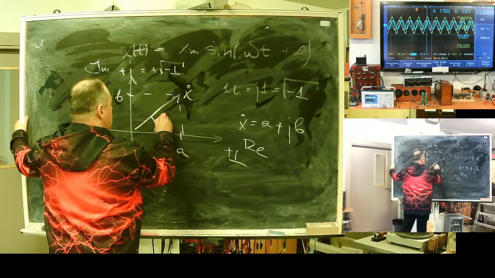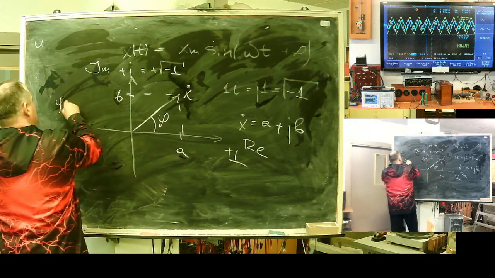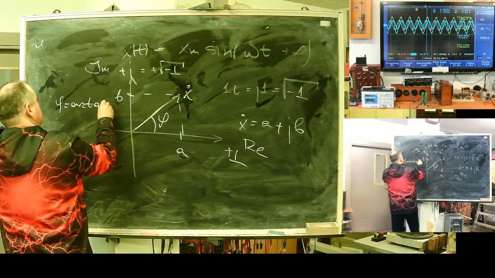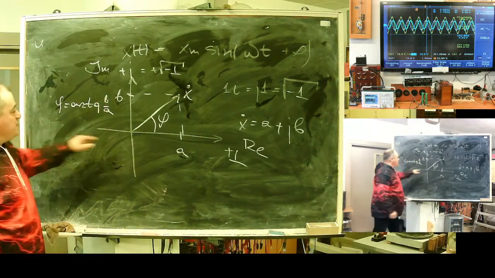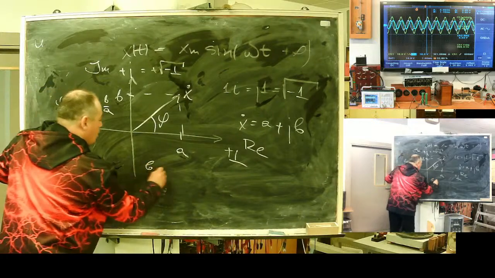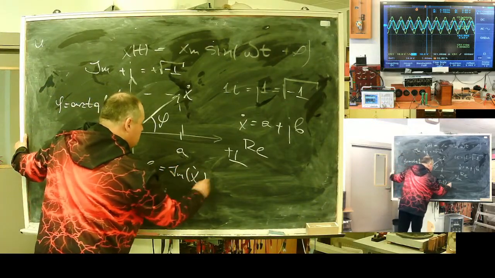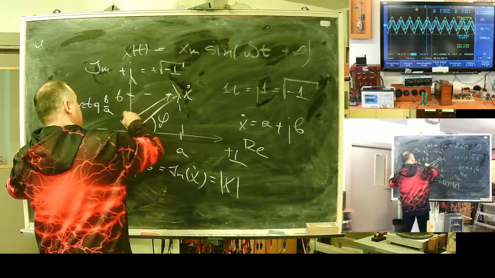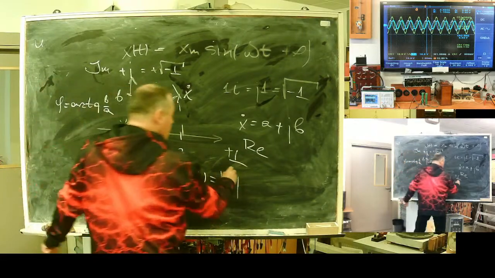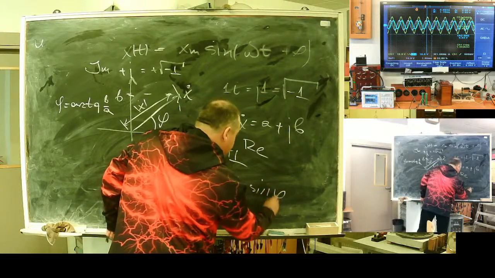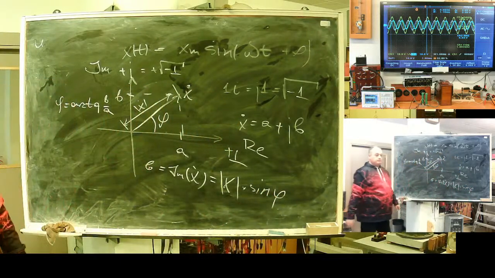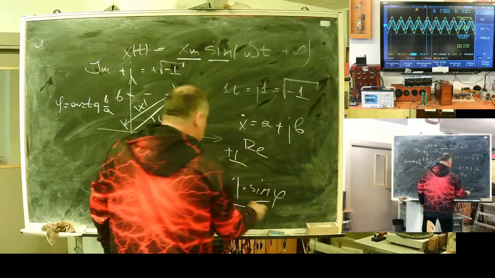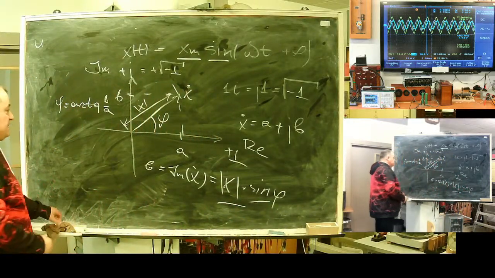If this angle is, let's say, phi, it is the arctangent of B against A. If this is angle phi, B, the imaginary part of x, will be what? The x magnitude multiplied by the sine of this angle. Yeah? Magnitude times sine. Magnitude times sine.